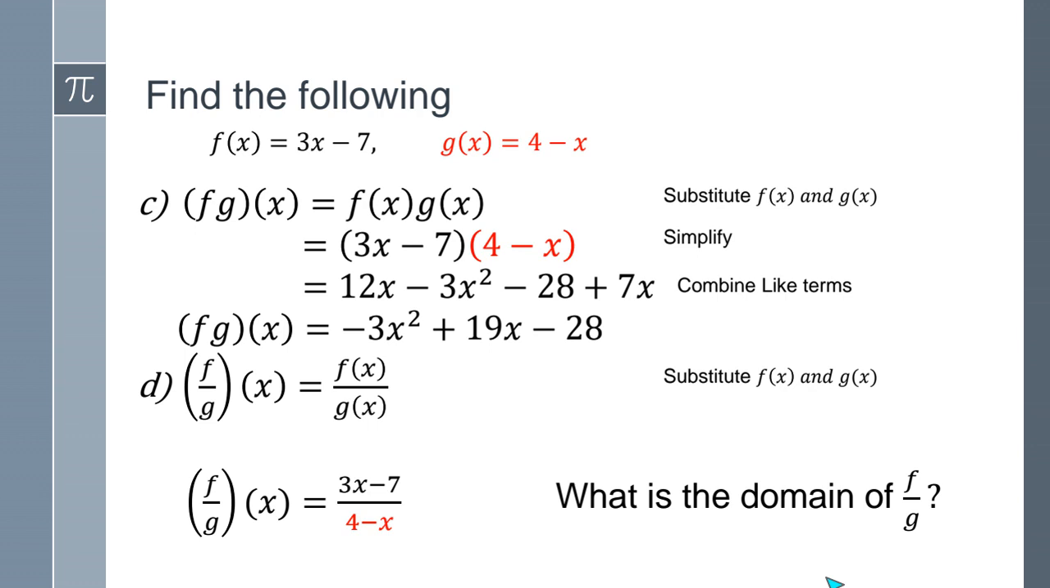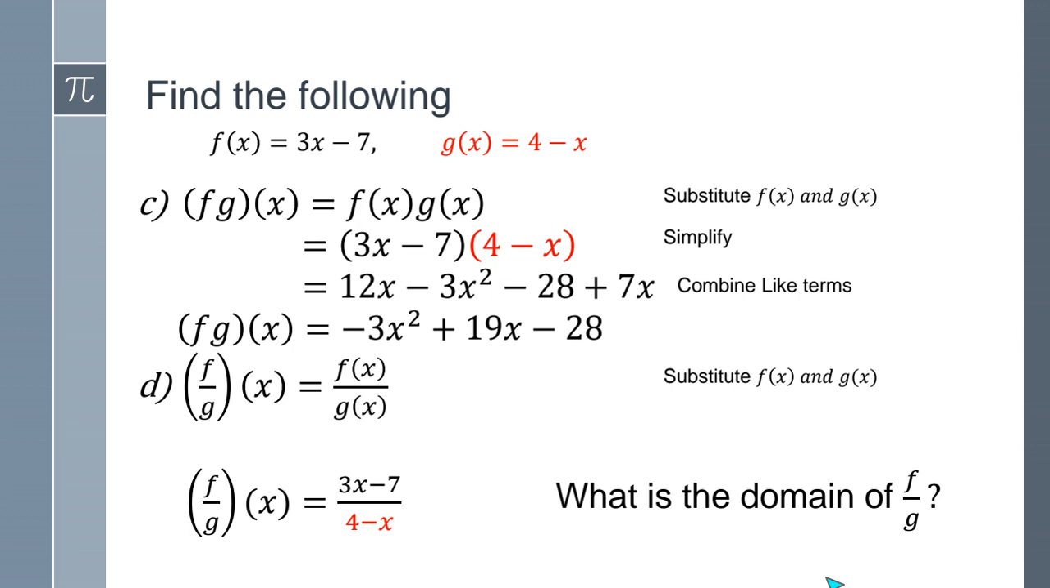Now, can I simplify these? Is there anything that I can factor out from the top or from the bottom that would allow me to cancel? So the answer is no. So technically, this was the easiest problem. That's the answer. F divided by g of x is just 3x minus 7 over 4 minus x.